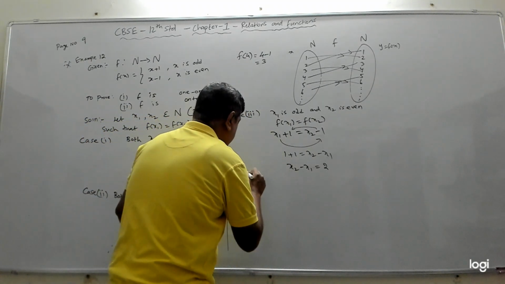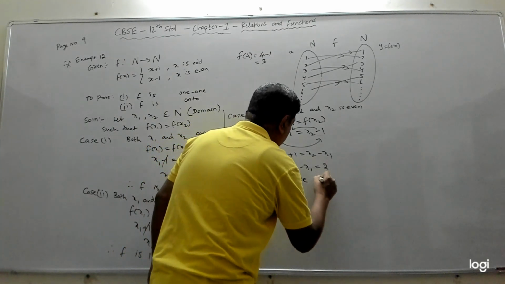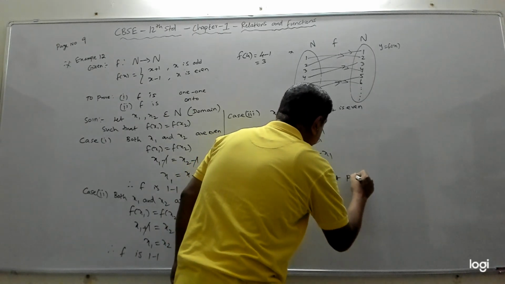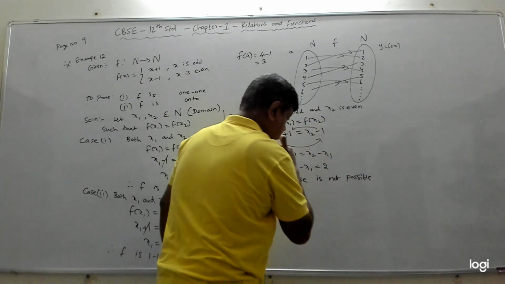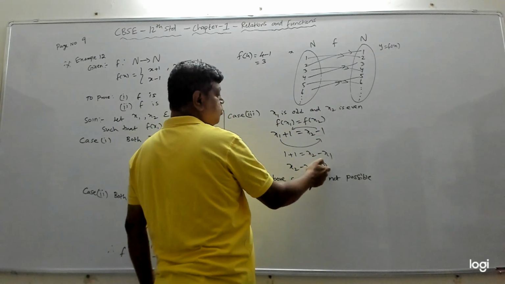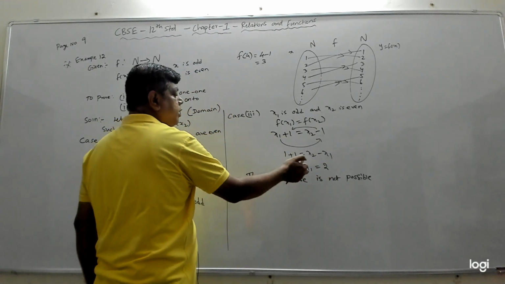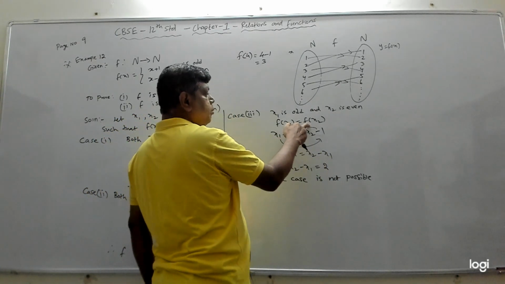The above case is not possible, because we need not worry about this case at all. If I take x1 as odd and x2 as even, I am getting x2 minus x1 as 2. How can the difference between an odd number and an even number be 2? Which means this cannot be true at all.